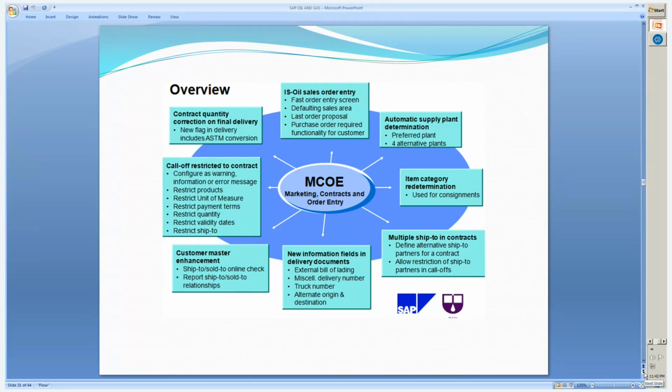Basically, sales order entry, fast order entry, defaulting sales area, then automatic determination of supply plant, automatic redetermination of the item category, and multiple ship-to parties in the contracts that I mentioned. Some information fields are also available in the delivery documents. Call-off restrictions show how they will work when you release the contract into sales orders. Customer master enhancements are also a part of MCOE. This is basically a regular sales order entry in the sales and distribution module, enhanced to meet the oil and gas downstream requirements.